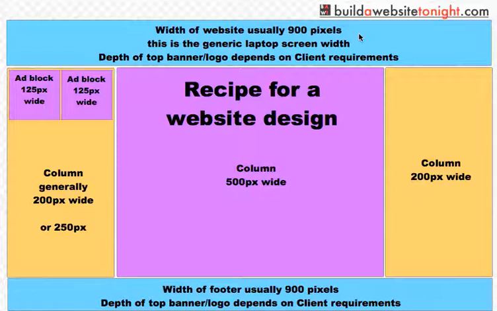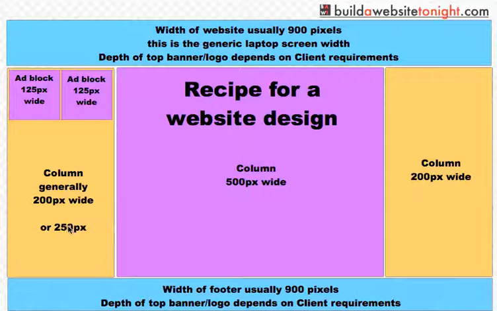If the top is 900 pixels wide, then the columns on either side can be the same or they can be different. Normally the column width is 200 pixels wide or 250 pixels wide. So for example, you could have one at 250, one at 200, and then you would change the width of the central column.